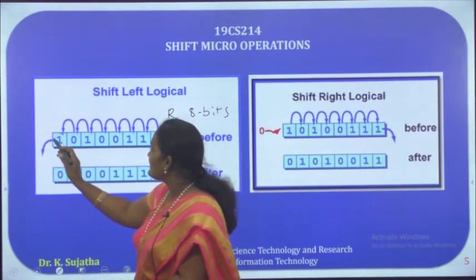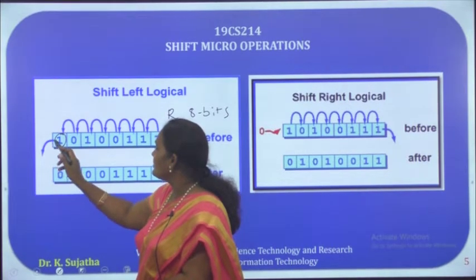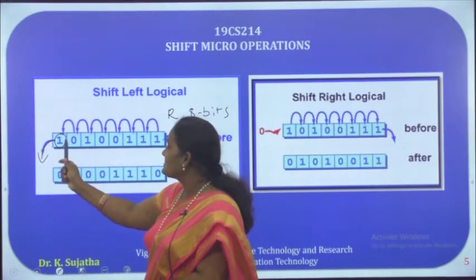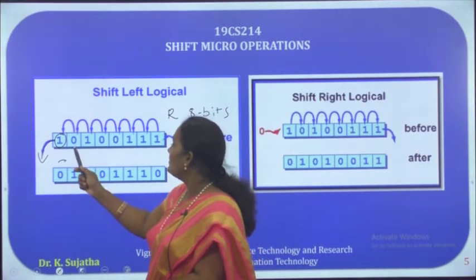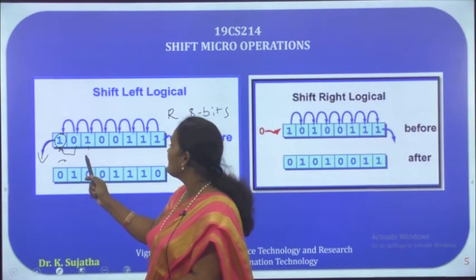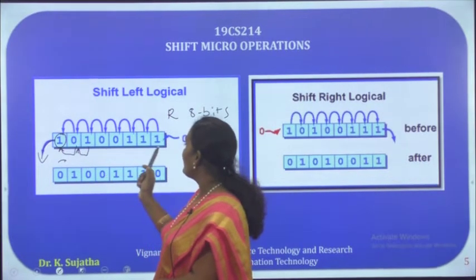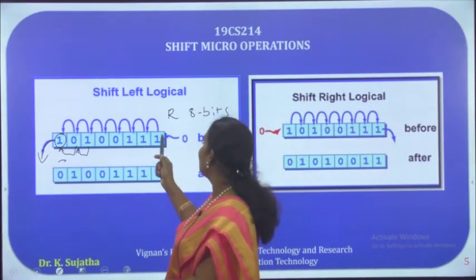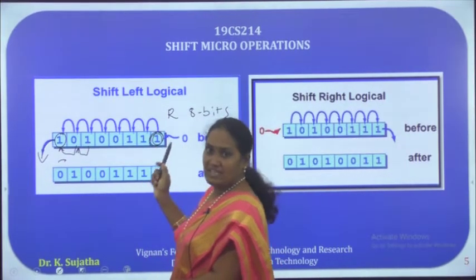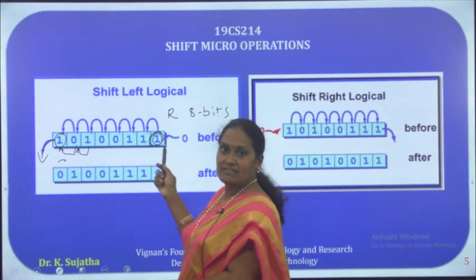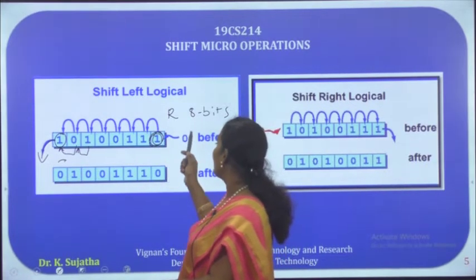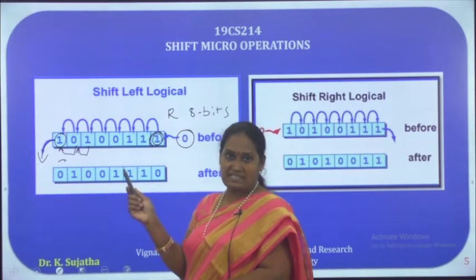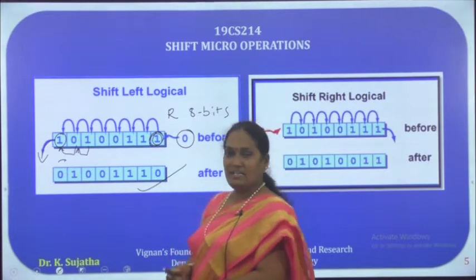Now if we implement logical left shift, how will it be implemented? The bit present in this position is discarded. Then this bit comes here, this bit comes here, and like that all these bits are moved towards the left by 1 bit position. In that case, this position becomes vacant. To this vacant place, a 0 is added, which is called logical shift left.